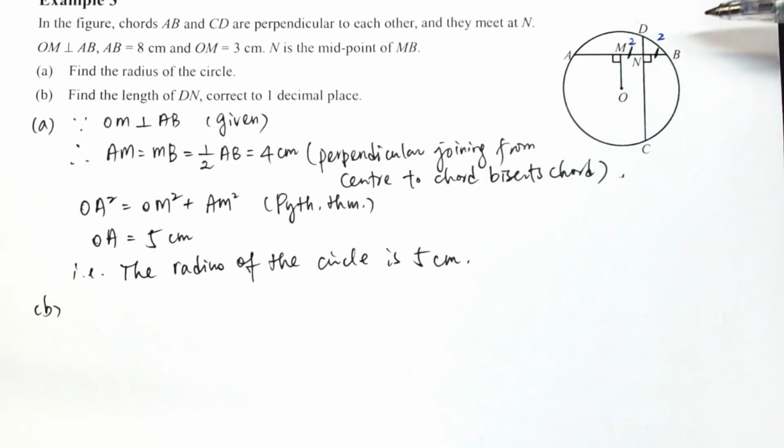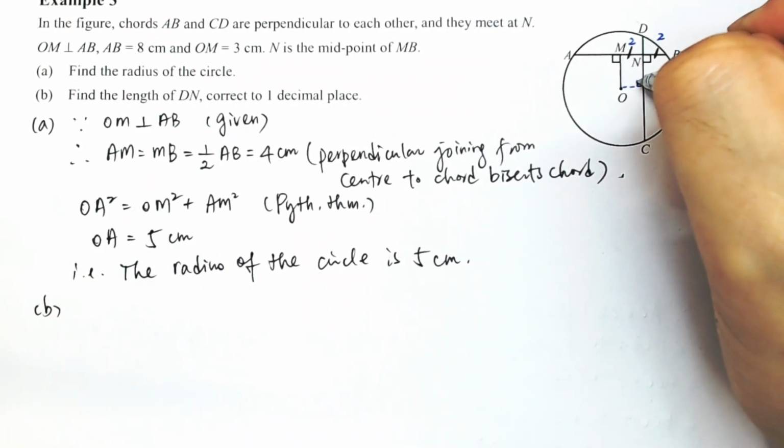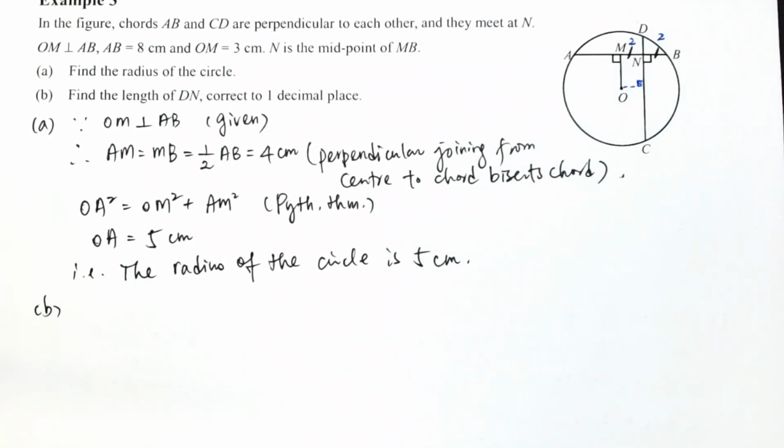If we know the length of the chord CD or half of it, then we can find the length of DN through subtraction. And as long as we want to find the length of CD, you should think of a perpendicular line drawn from the center, because we can just find half of the length and we can use Pythagoras theorem.